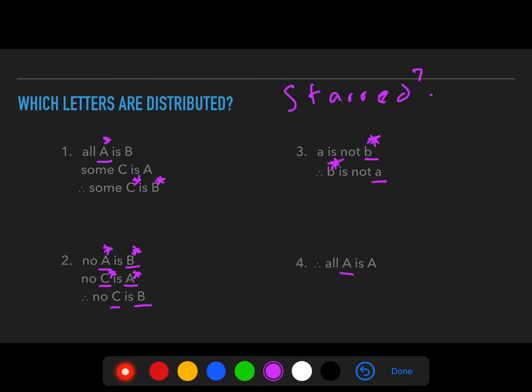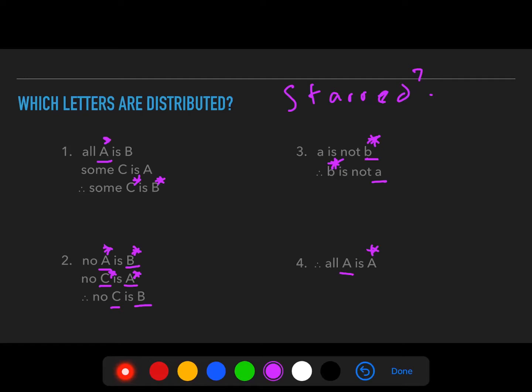And then in four, we star the ones in the premises that are distributed or are underlined, but there are no premises. This is a premiseless syllogism. So in the conclusion, we star the ones that are not underlined or distributed. Okay? So that's how the starring works.